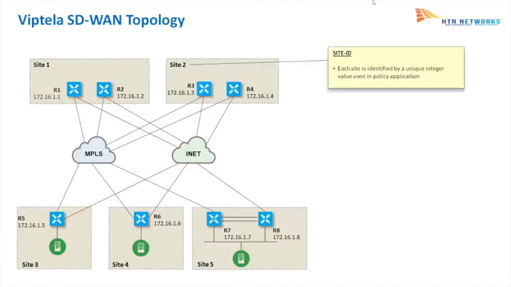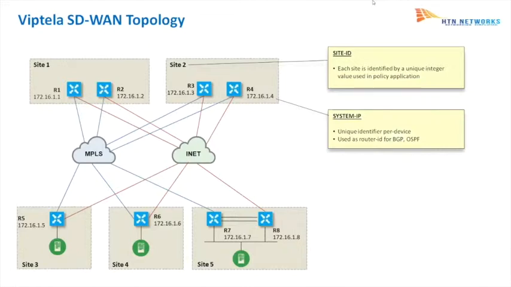So now this is the site ID that we discussed. Each site is identified by a unique number. So you can see these are all unique numbers: site 1, site 2, site 3, site 4, site 5. Then it's the system IP that we discussed. So these are the system IPs. Every router has a different system IP. It's also unique.